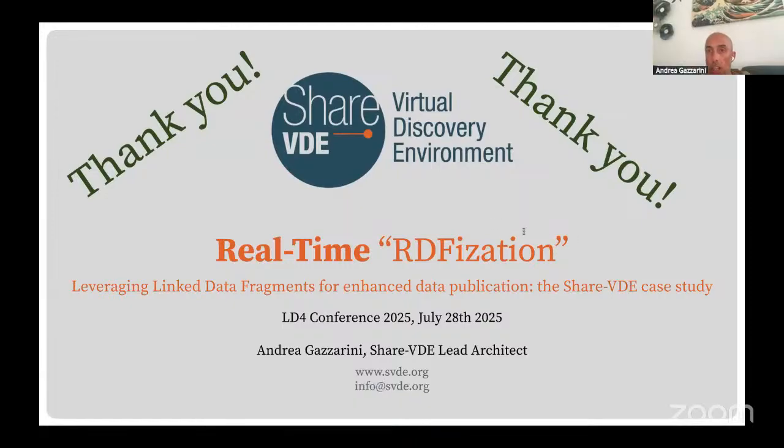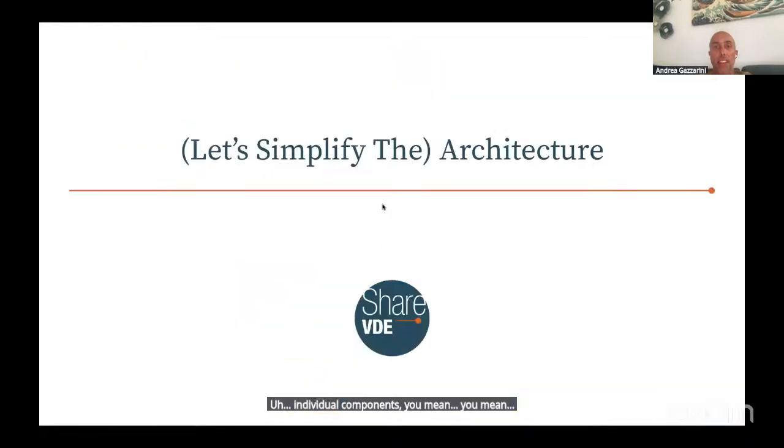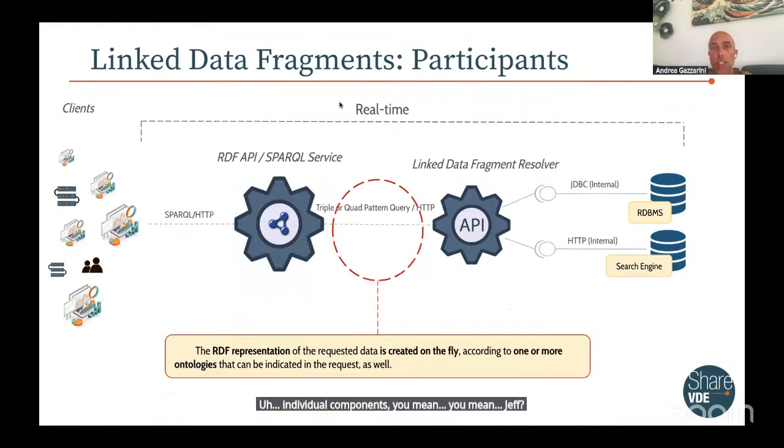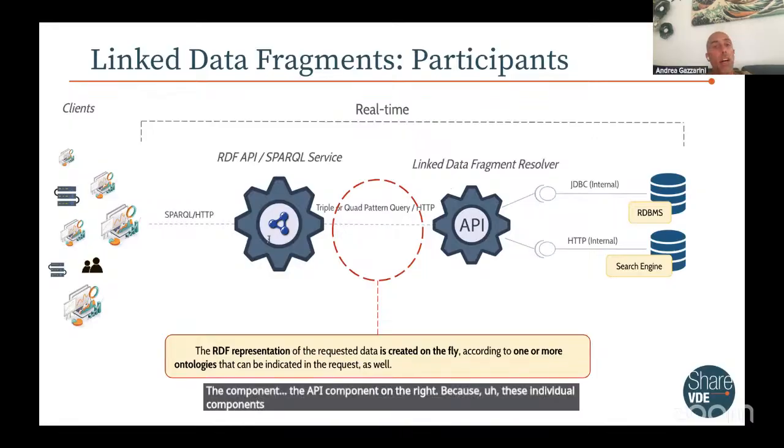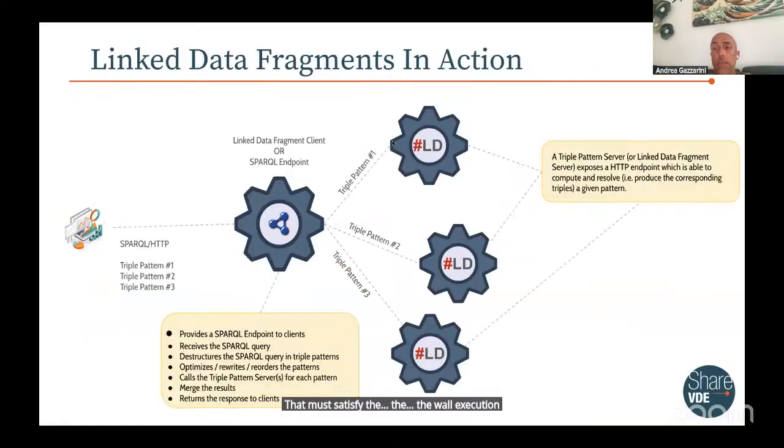Individual components, you mean just the component, the API component on the right? Because these individual components are not more complicated. I would say they are simpler than a monolithic server that must satisfy the whole execution path of a SPARQL query.